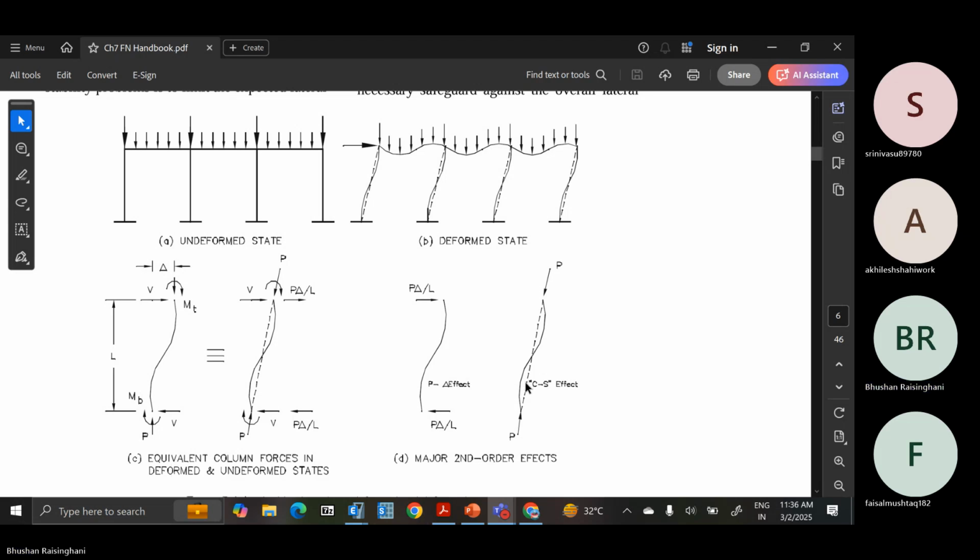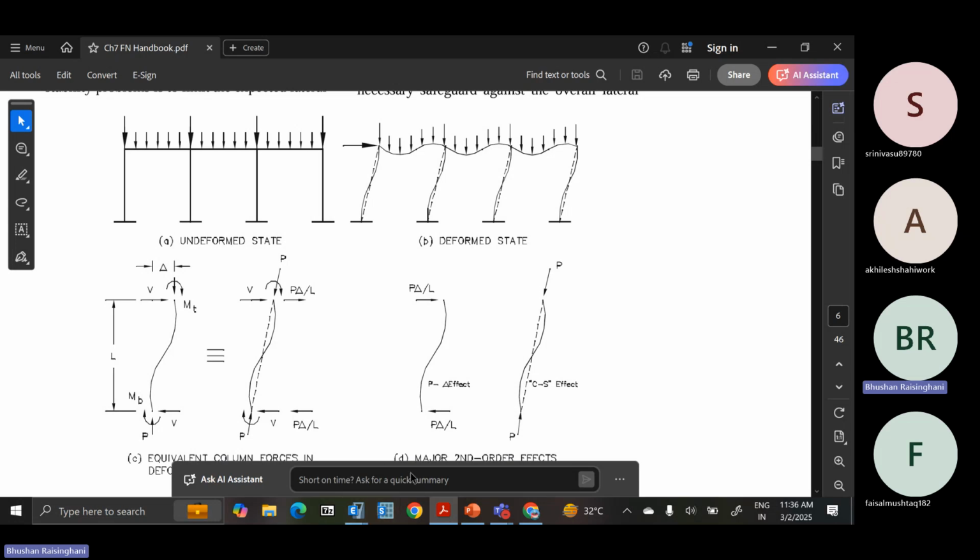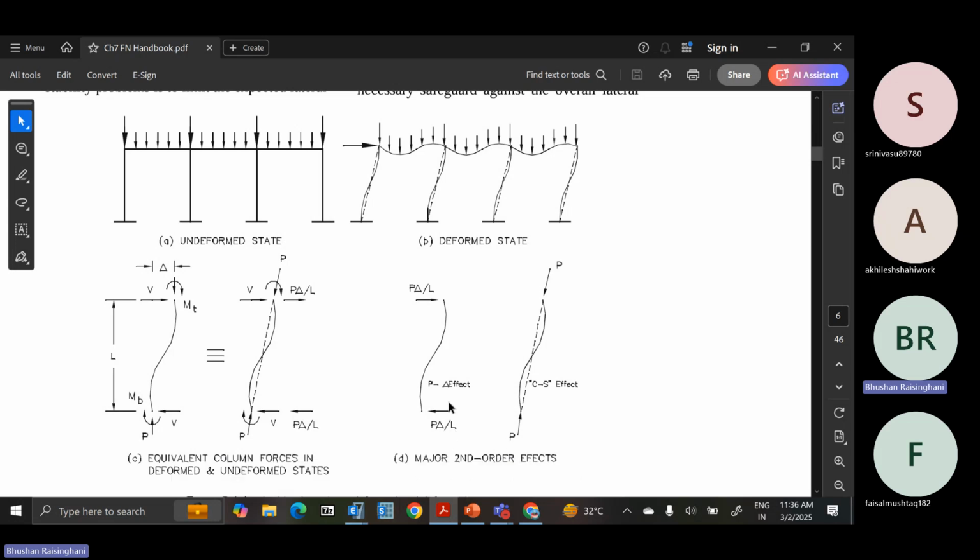So this distance between dotted line and curvature, this inclined portion, if my cursor is visible to you, there is a dotted line and there is this solid line in curvature. So distance between dotted line and solid line is small delta, and at the top it is capital delta. So this is a small delta effect and this is a capital delta effect. Both are the two effects that are captured, and major second order effects are represented in front of it.